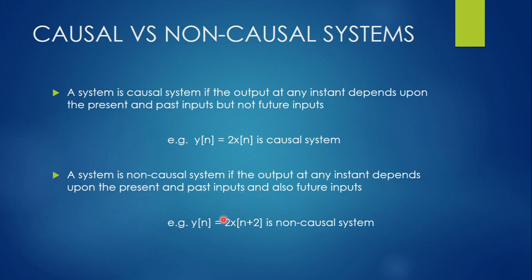Now, a non-causal system, see here. This is an example of a non-causal system. y[0] is dependent on x[2], a future value. y[1] depends upon x[3], a future value. So this system depends upon future values. This is your non-causal system. This system is your causal system. Even if the system is 2x[n minus 1], even then it is causal, because in that case also it depends upon the past inputs, not the future. But in this case, it depends upon the future inputs. So this is called the non-causal system.